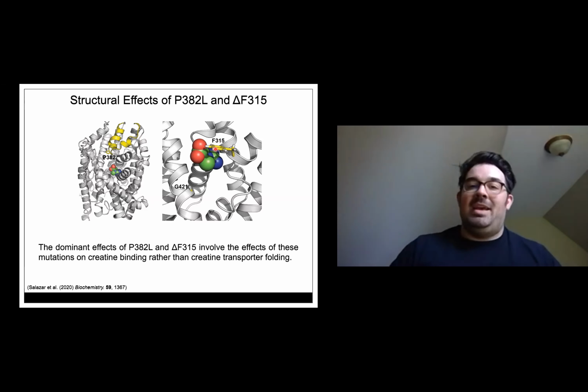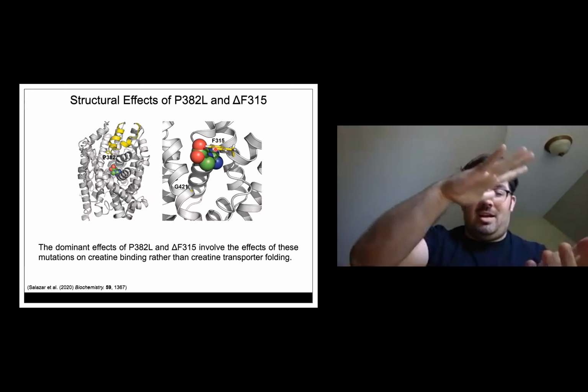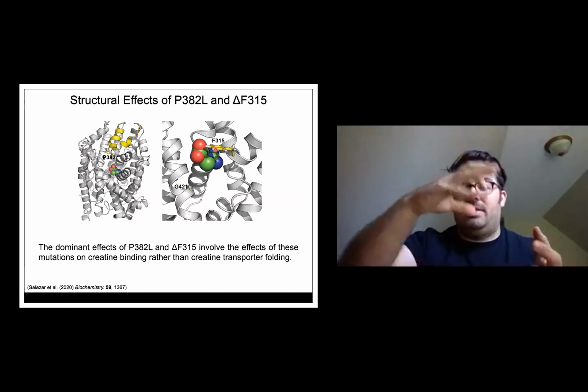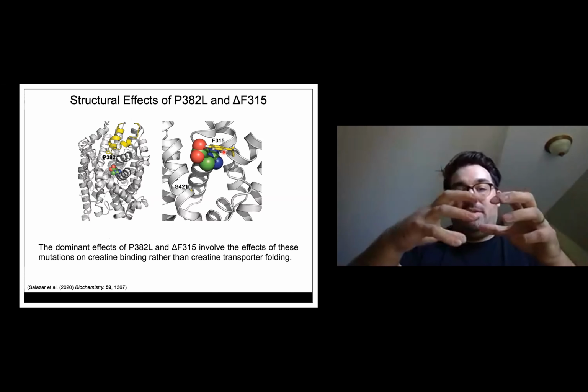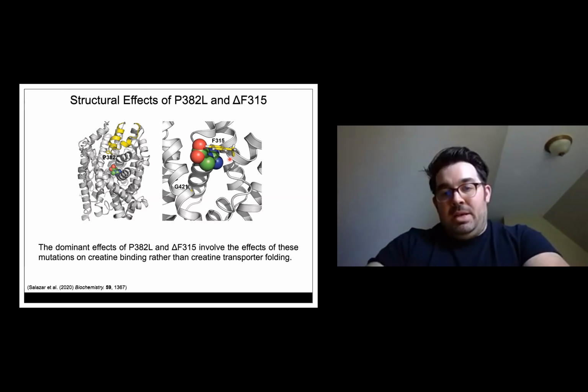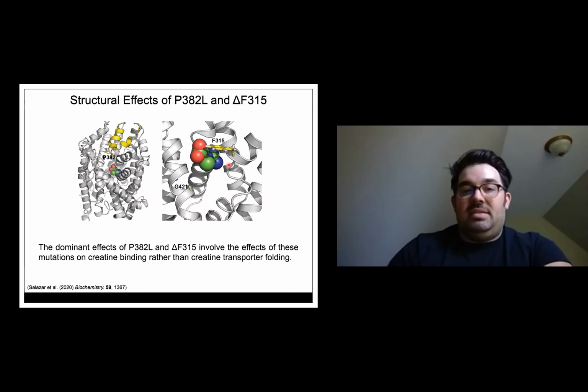I talked about that in the beginning. And this basically makes a direct contact with creatine when it's bound inside the transporter. So deletion of this, again, would interfere with the ability of the transporter to hold creatine. So again, we can see how these mutations cause a spectrum of molecular defects.